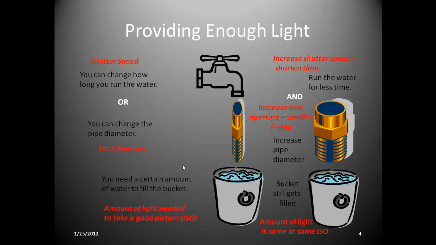Number one, the ISO, or how sensitive the camera is to light. When you set the ISO on your camera, the higher the number that the ISO is, the more sensitive your camera is to light, meaning you can take pictures when it's beginning to get dark or before it gets light in the morning without using your flash, for example.